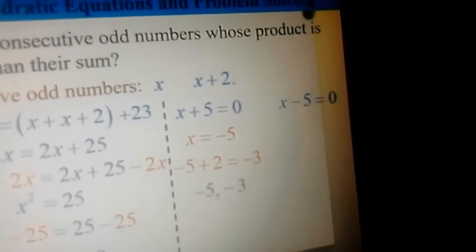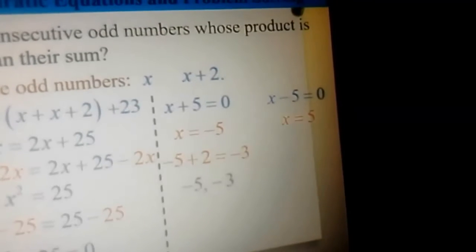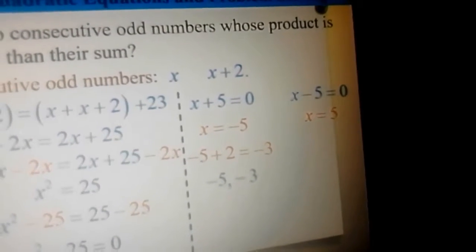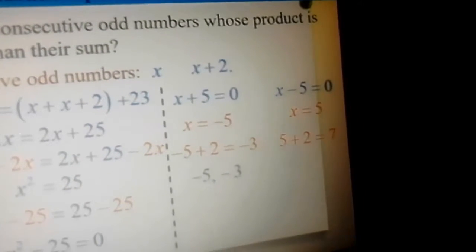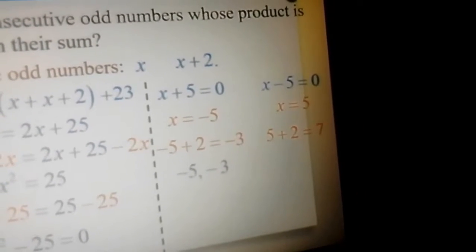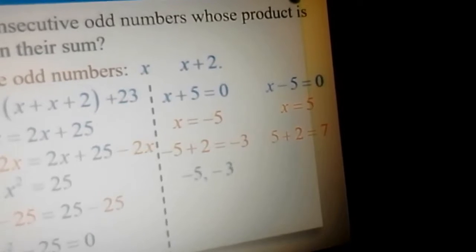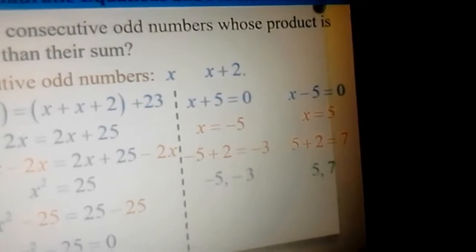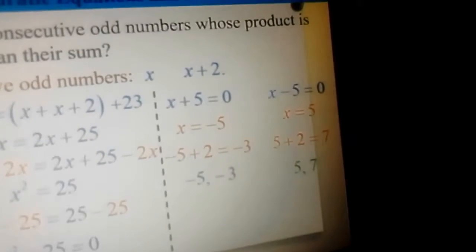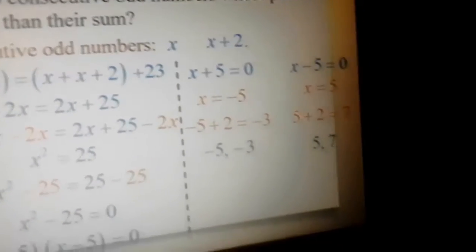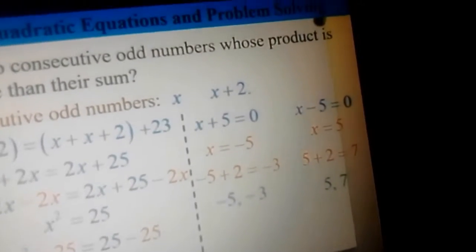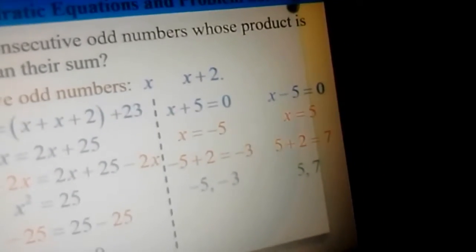Another pair of consecutive odd numbers is when x is equal to 5, we can have the next consecutive number, which is 5 plus 2, which is equal to 7. So the numbers are 5 and 7. So there are two answers based on the condition that we have, which is equal to 23 more than their sum.